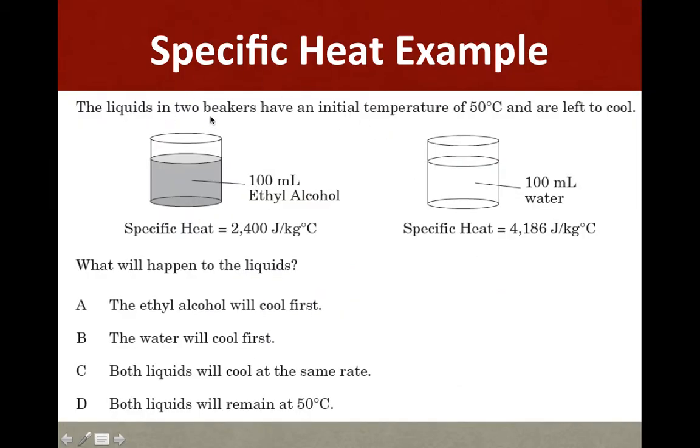We have the liquids in 2 beakers that have the initial temperature of 50 degrees Celsius and are left to cool. So this one has a specific heat of 2,400 joules per kilogram degrees Celsius. So that's the unit for specific heat right there. So basically alcohol has a lower specific heat than water. What will happen to the liquids?